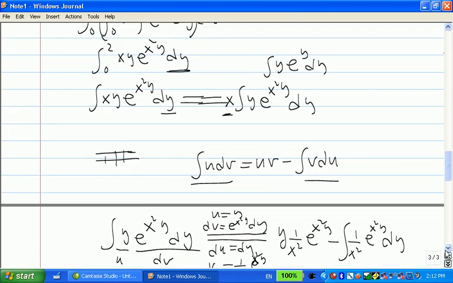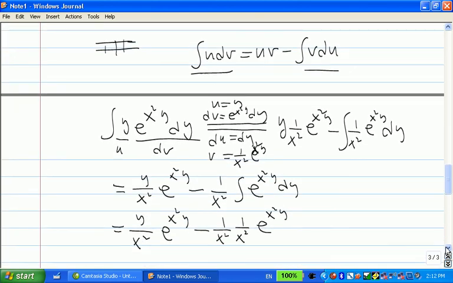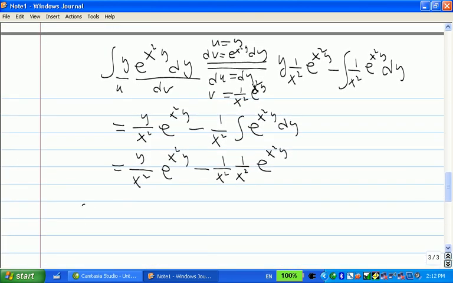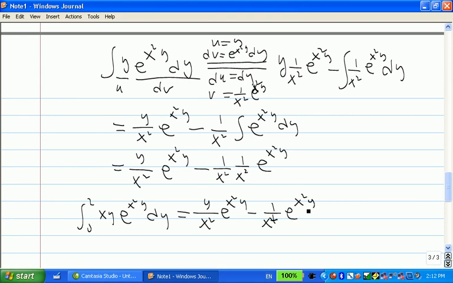So the next thing you need to do, let me go back: 0 to 2 xy e to the x squared y dy is equal to y over x squared e to the x squared y minus 1 over x squared to the 4th e to the x squared y. This whole thing, evaluate from 0 to 2.